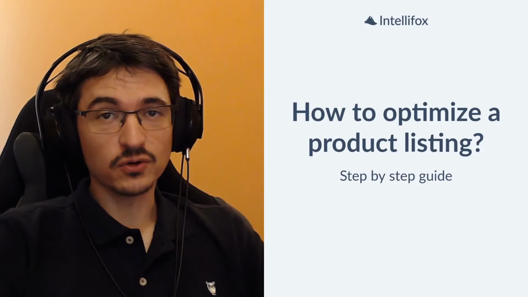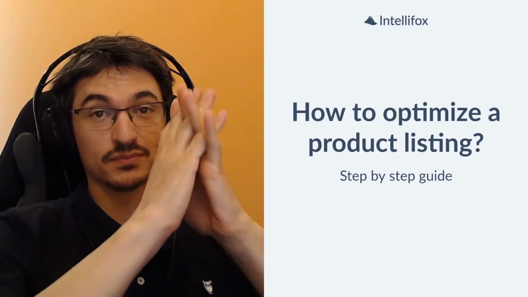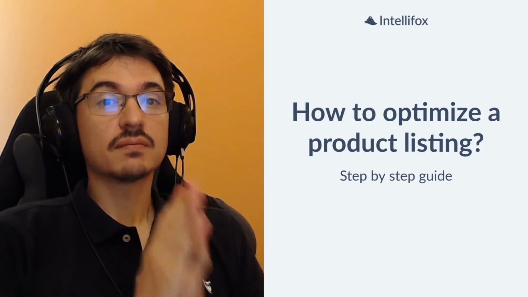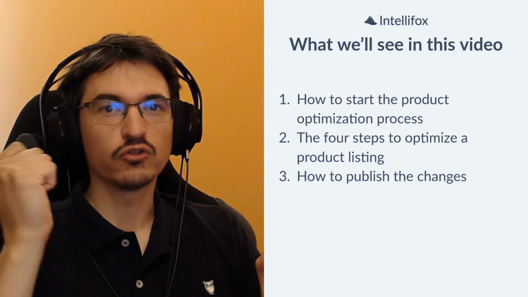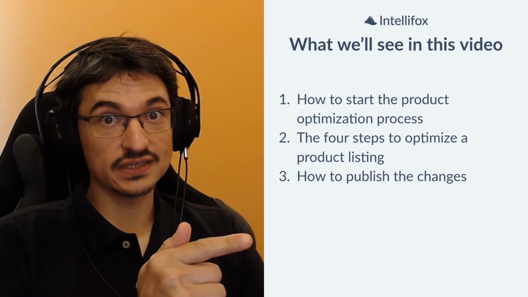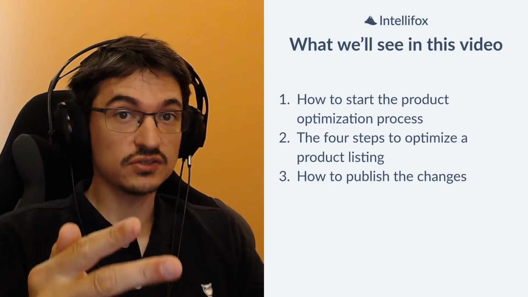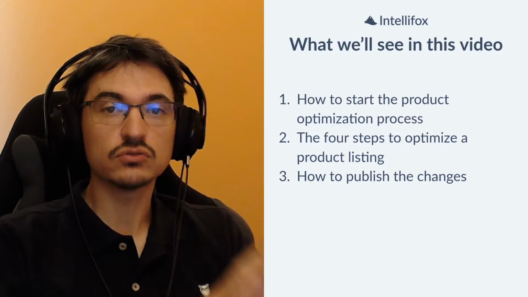In this video we are going to see how to optimize a product listing with a step-by-step guide. We are going to see how to start the product optimization process, the 4 steps to optimize a product listing, and how to publish the changes you made in IntelliFox directly to Amazon.